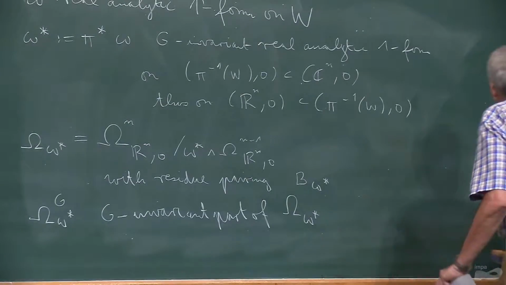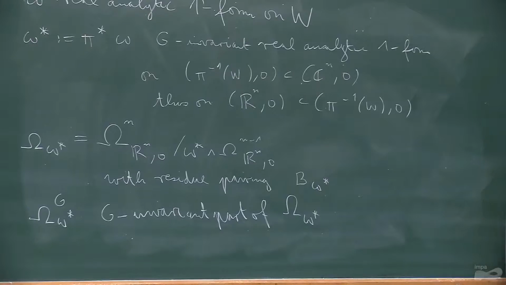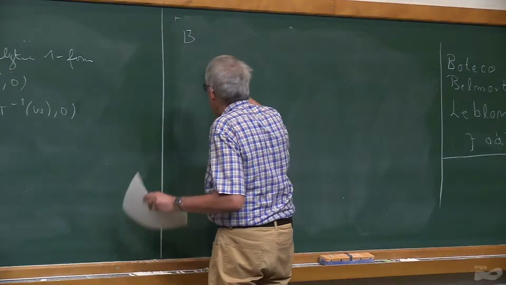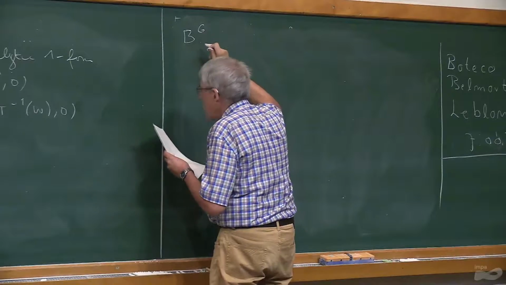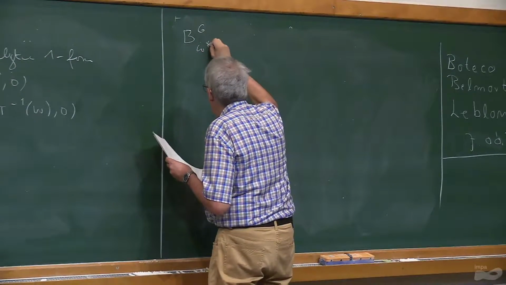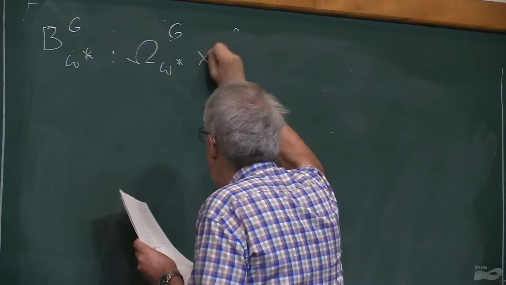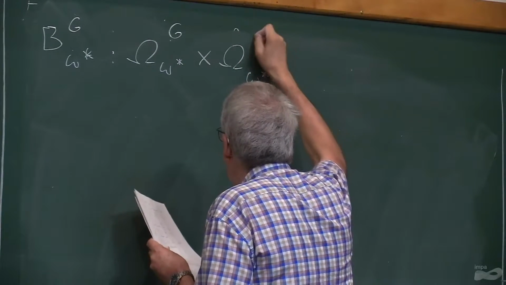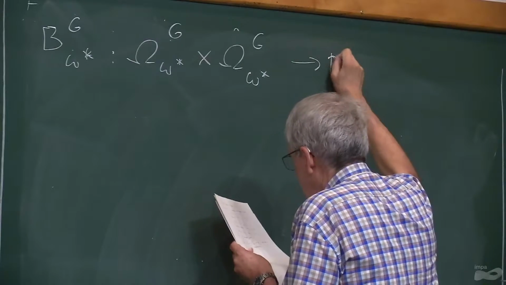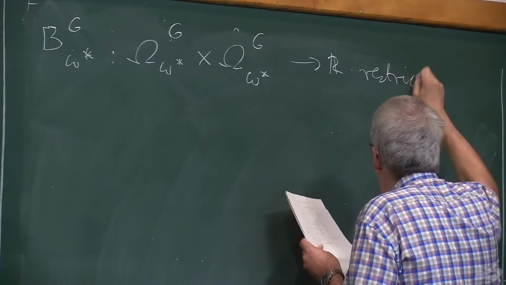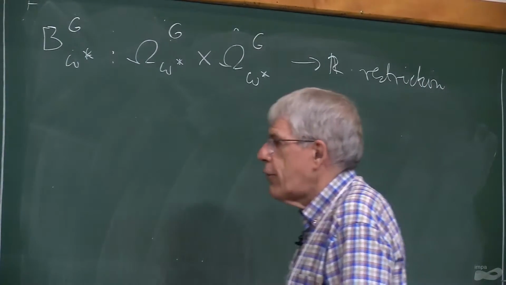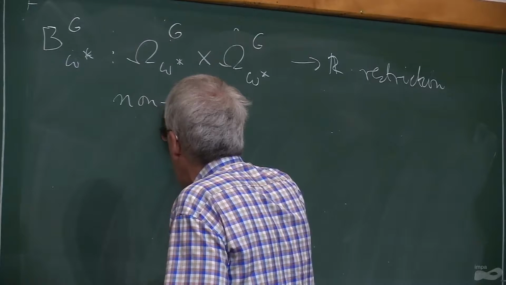And we can consider the restriction of the residue pairing to this G invariant part, which I denote by B upper G omega star. This goes from Omega star_G cross Omega star_G to R. This is the restriction of this bilinear pairing, and it is easy to see that this is also non-degenerate.